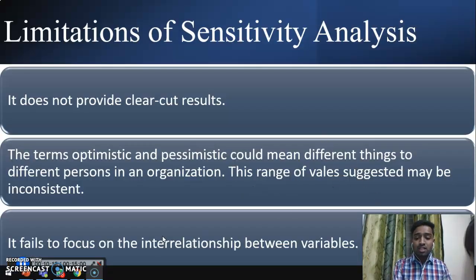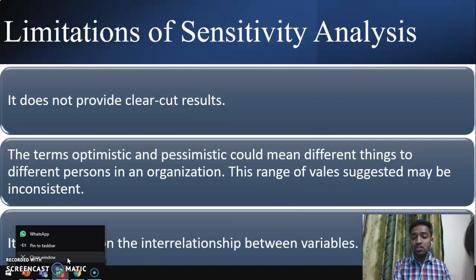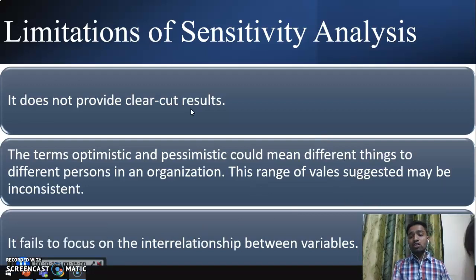Then what are the limitations? The limitations are that it does not provide any clear-cut results for you. It is not going to get you any clear-cut results because here you have three approaches: pessimistic with lower results, optimistic with higher results, and most likely with the correct result. So you are not getting accuracy. You are having choices there. There is a possibility you may get it, but it's not clear.